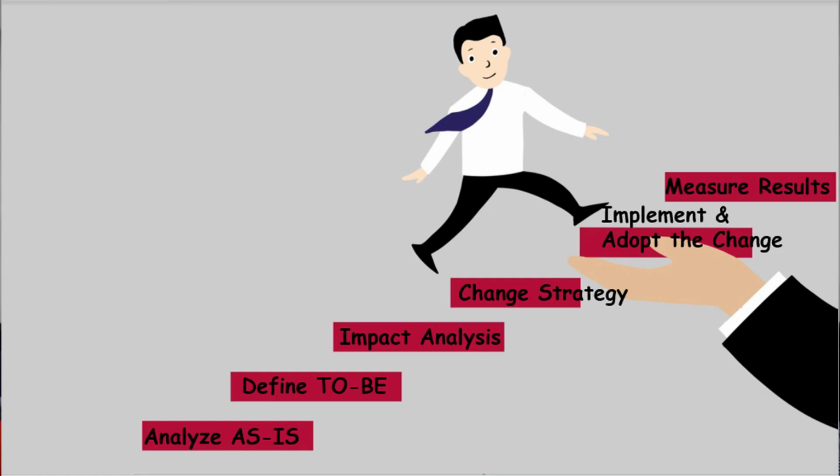Now let's take a look at the change management process itself. Typically it looks as follows. Step 1. We analyze the existing state. Step 2. We define the desired future state. Step 3. We conduct the impact analysis. Step 4. We define the optimal change strategy. Step 5. We implement and adapt the change. Step 6. We measure the results. Now let's go step by step and consider it in detail.